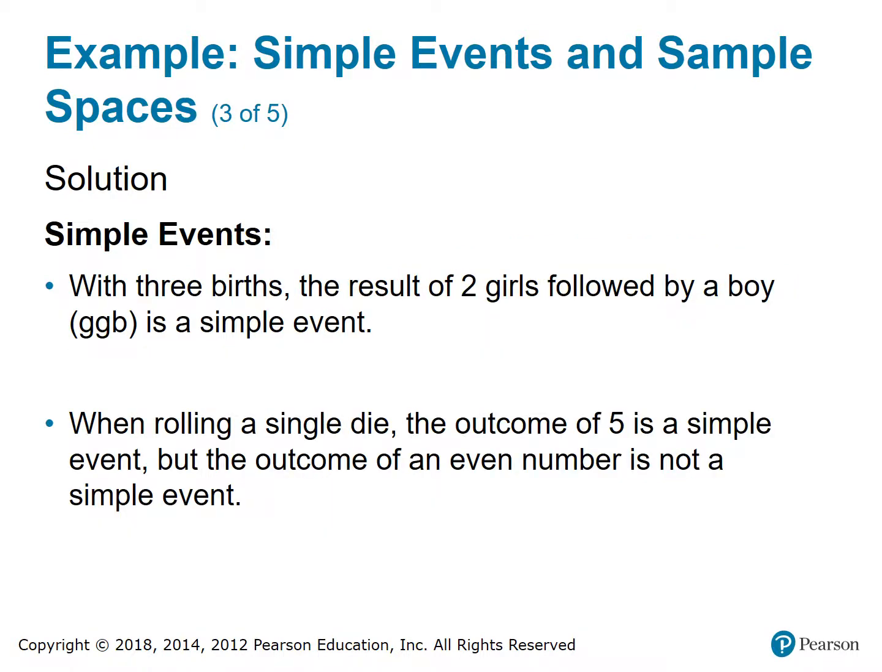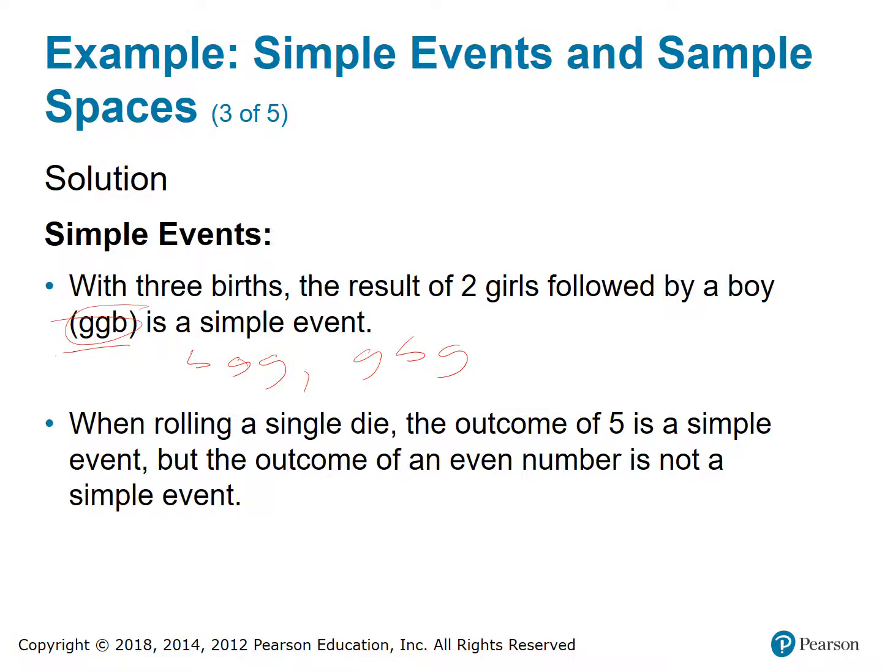So let's look at some more simple events. With 3 births, the result of 2 girls followed by a boy is a simple event. That was one of the ones that we looked at. Well, we didn't map it out, but it was one we would have gotten to. However, what about the event 2 girls? Well, those have a couple of different possibilities. This is one, 2 girls, 1 boy, or it could be a boy and then a girl, or a girl, boy, girl. And so the event, the sample space where we have 2 girls is not simple because there are multiple events that give that particular outcome.